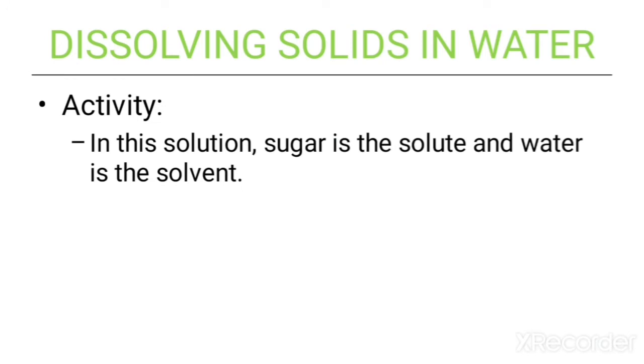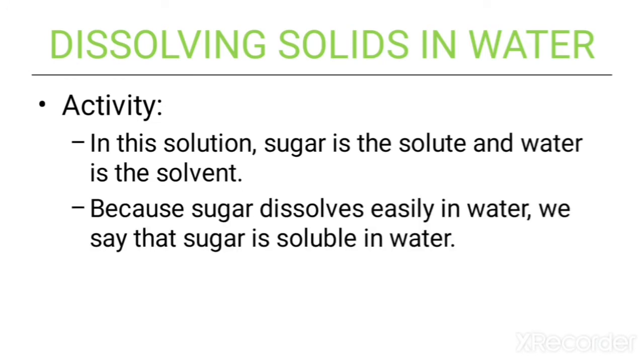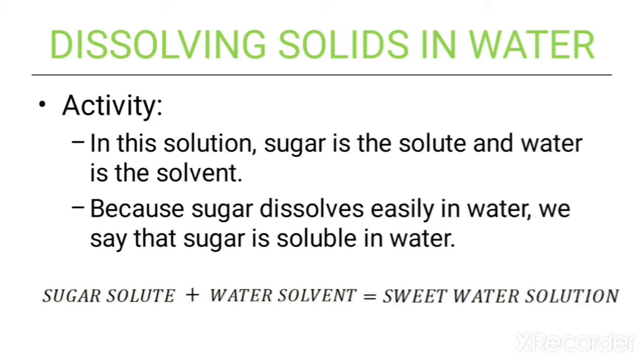In this solution, sugar is the solute and water is the solvent. Now, because sugar dissolves easily in water, we say that sugar is soluble in water. In equation form, you can write: sugar (solute) plus water (solvent) is equal to sweet water solution. So that's the way of writing any chemical equation.